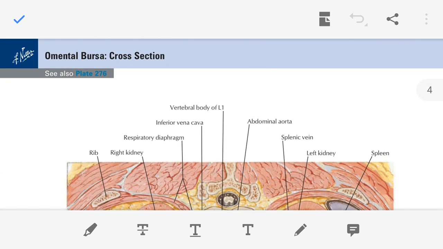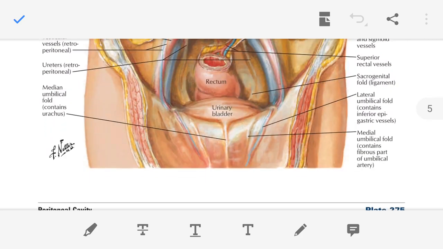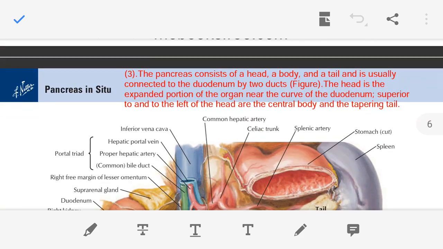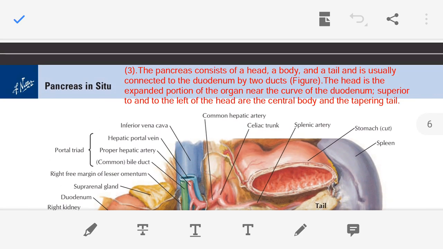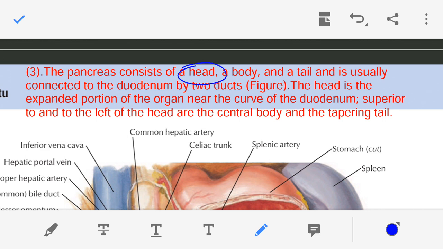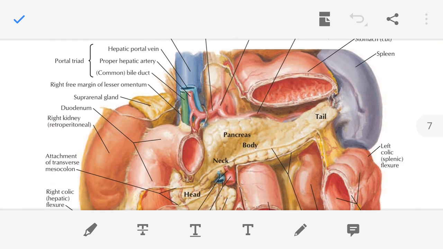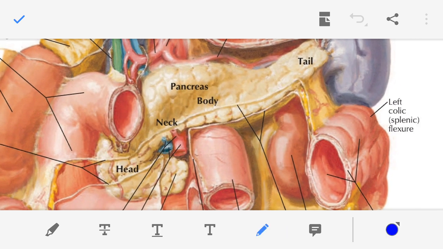Now moving on, the third point of our discussion, the pancreas. The entire pancreas is divided into head, then the head is followed by the neck. For example, this is the entire pancreas. We can divide this pancreas into four main regions.